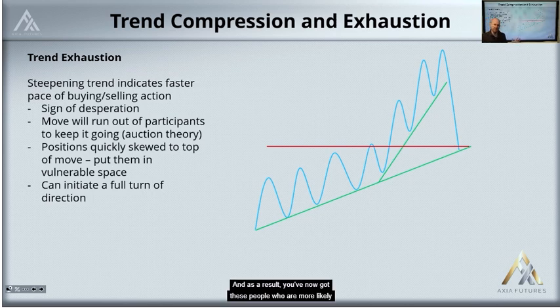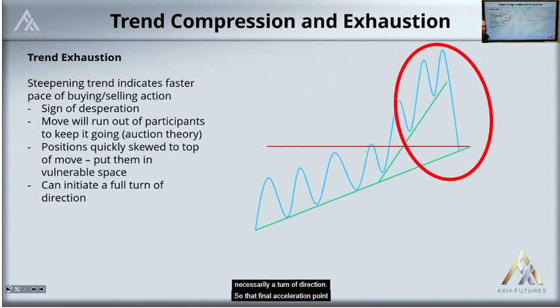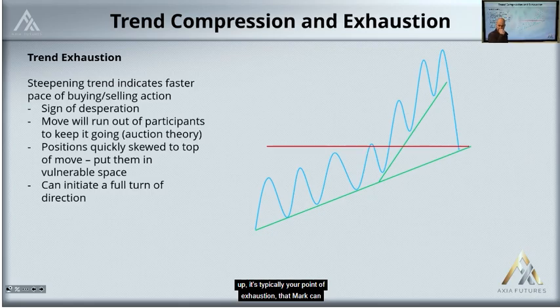And as a result, you've now got these people who are more likely to get out quite quick. And this is the thing with an accelerated trend up. When they reverse, they can reverse quite quick, because if people have very quickly got themselves long, they're naturally in a vulnerable position. If you've chased to buy at higher and higher prices up here, you're not going to hold this very much when it comes back, because you already know that you're not in a great place, and therefore you're going to need to get out. What this then leads to is a sharp reversal, but not necessarily a turn of direction. And so that final acceleration point up is typically your point of exhaustion. The market can't continue to go at that same pace.